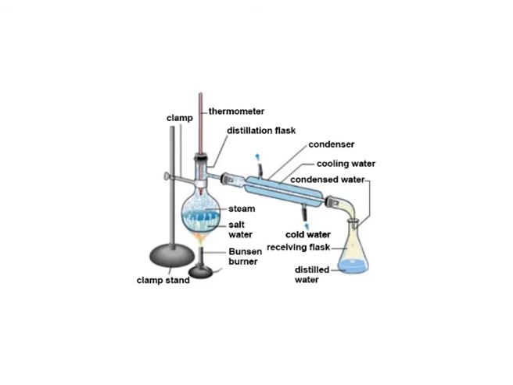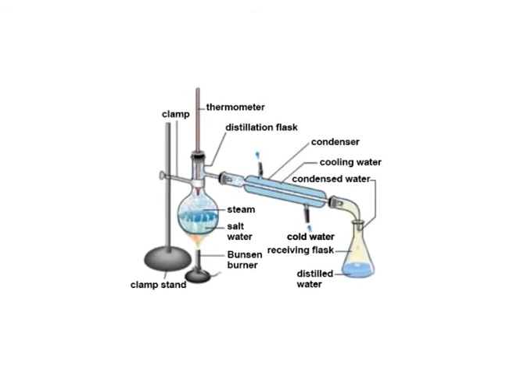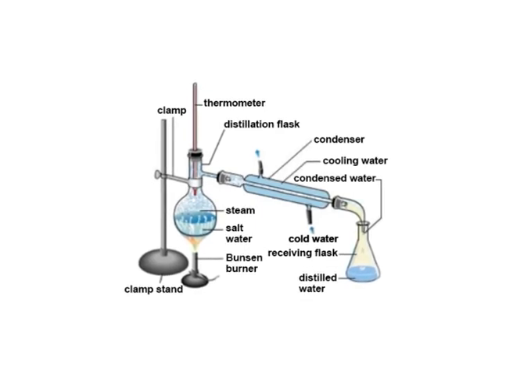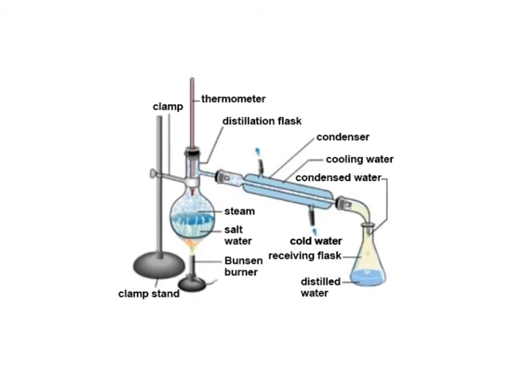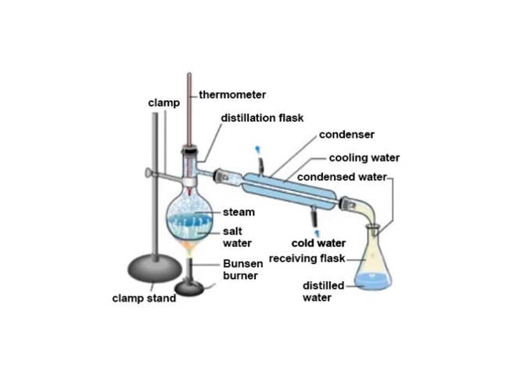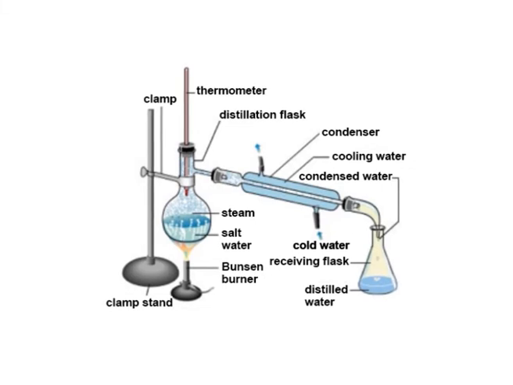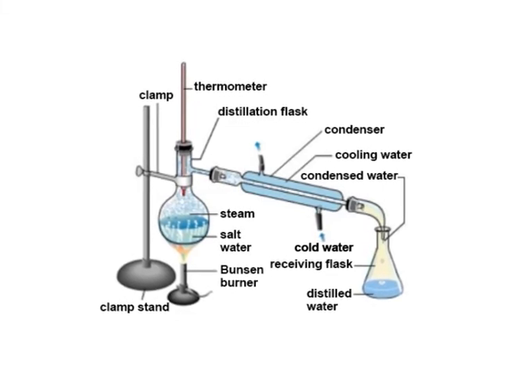As you can see on your screen, a typical distillation apparatus setup contains the following components: the distillation flask, where the separation of the liquid mixture is done; the condenser, whose function is to condense and cool down the vapor; and the receiving flask, where one can collect the pure liquid coming out of the condenser.